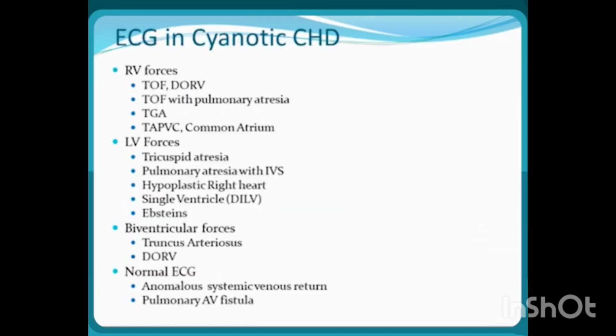ECG also, there are peculiar things you can see in the ECG that will lead to the diagnosis, like RV forces you can see in the TOF and DORV patient, TOF with pulmonary atresia, TGA, TAPVC patient. LV forces you can see in the tricuspid atresia, pulmonary atresia with intact IVS, hypoplastic right heart syndrome, single ventricle physiology, mainly DILV situation, Ebstein anomaly. And then biventricular forces you can see in truncus arteriosus, DORV. Normal ECG in the anomalous systemic venous return and pulmonary AV fistula situation.